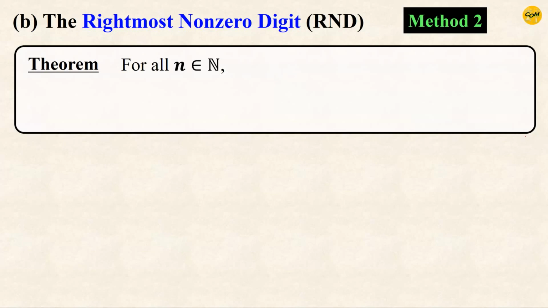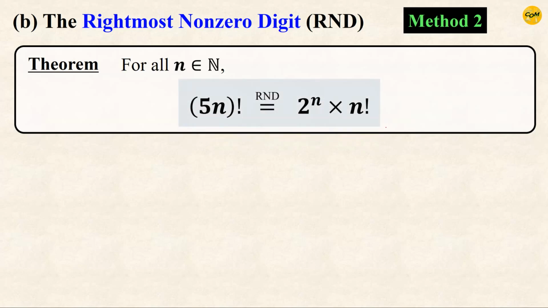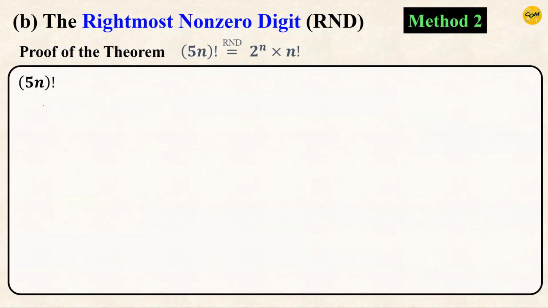Now I am going to introduce the theorem that is the main focus of this method. For natural numbers n, 5n factorial has the same rightmost non-zero digit as 2 to the power of n times n factorial. In order to prove this theorem, let us write 5n factorial in an expanded form.